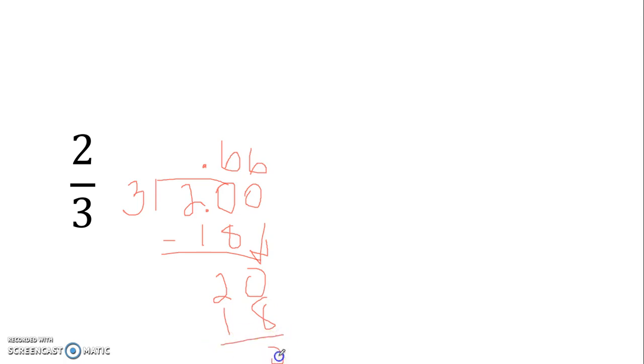And as you guys can see, that's going to be a pattern. It's going to go on forever. So 2/3 is equal to 0.6 repeating forever. Okay? So that's how we find fractions and change them into decimals.